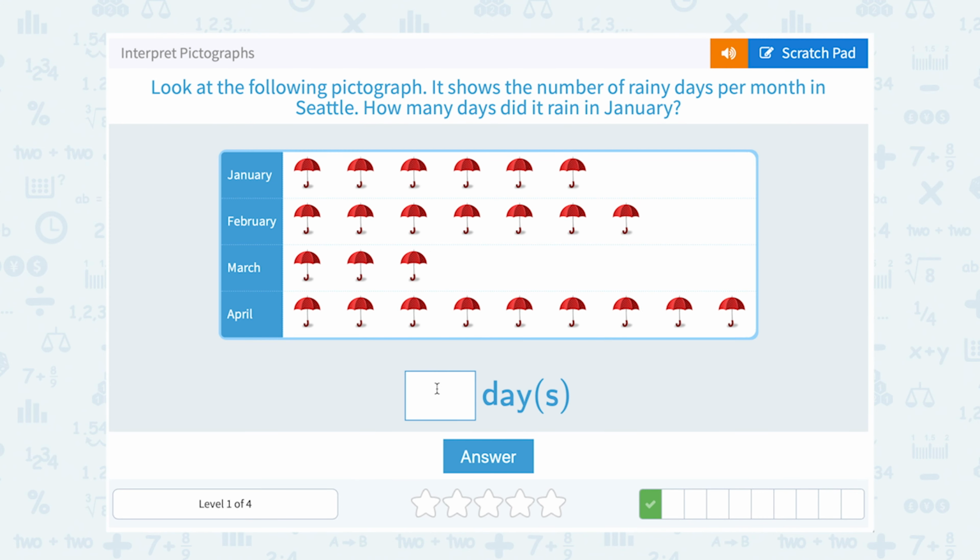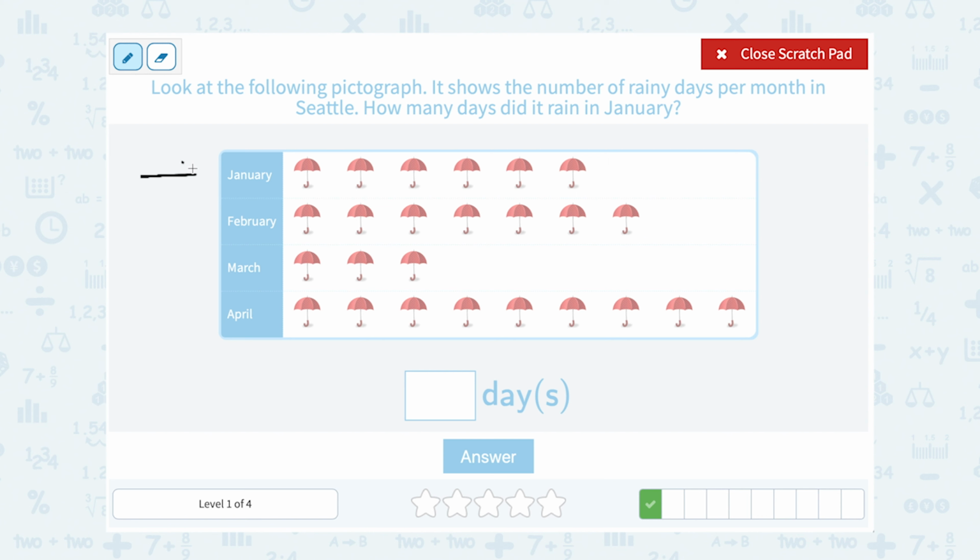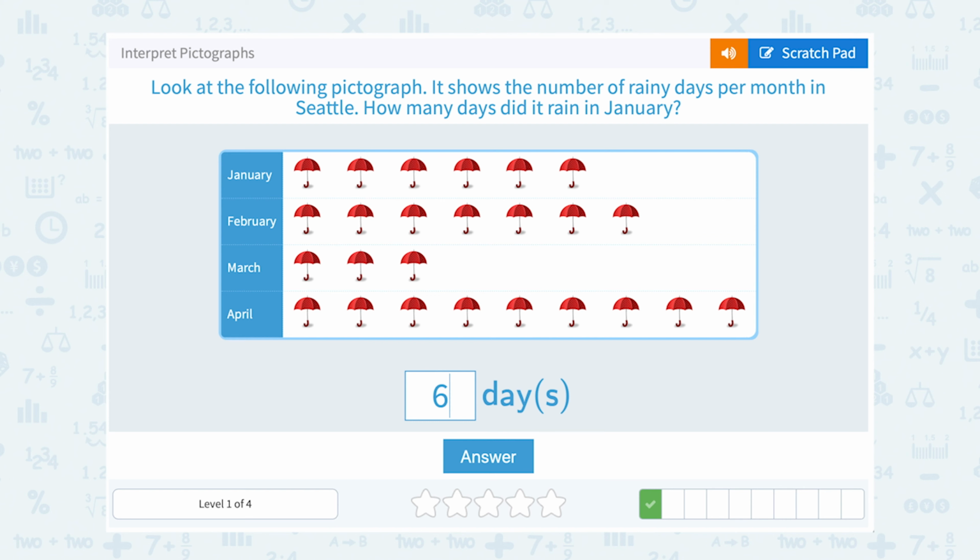Look at the following pictograph. It shows the number of rainy days per month in Seattle. How many days did it rain in January? Okay, well, each of these umbrellas would indicate one of the rainy days. We're looking at January, so we're going to make sure we're looking at the first row in the table. Well, I see 1, 2, 3, 4, 5, 6 umbrellas, so there must have been 6 rainy days in January.